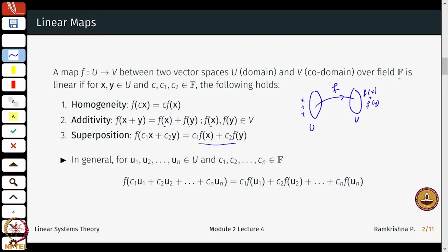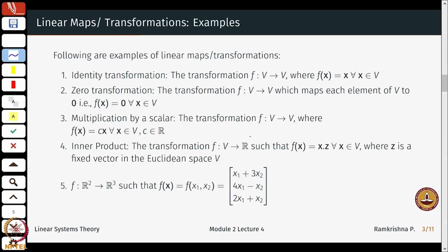So, in general, if I have vectors u1 till un and numbers c1 till cn belonging to F, something like this, this is a generalization of what we have written over here. So, this is something which defines what are linear maps, and linearity we would have studied in linear circuits, and an obvious thing to check for is the principle of superposition. That exactly holds here also.